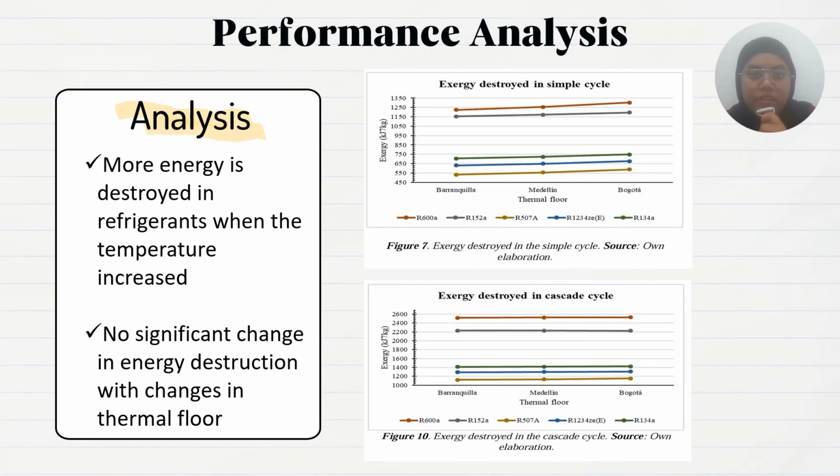For the last point is about exergy destroyed in simple cycle with exergy destroyed in cascade cycle. As the ambient temperature rises, more energy is destroyed in all refrigerants. However, there is no significant change in energy destruction with a change in thermal flow. The variable that does affect the exergy destruction is the technology applied to the refrigeration cycle.